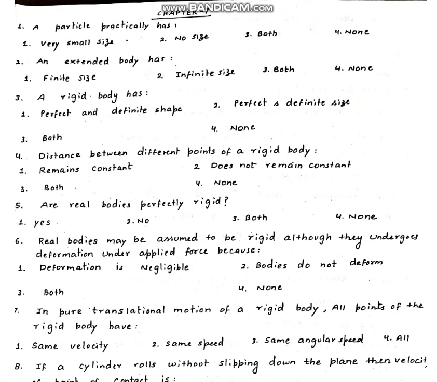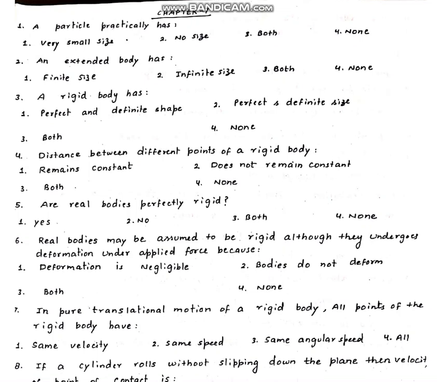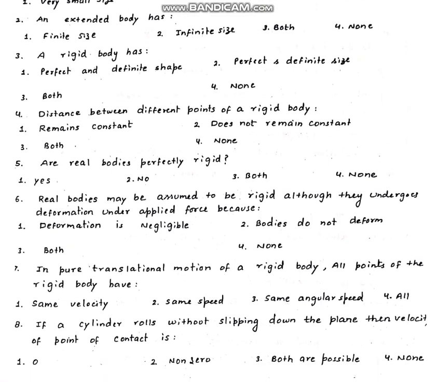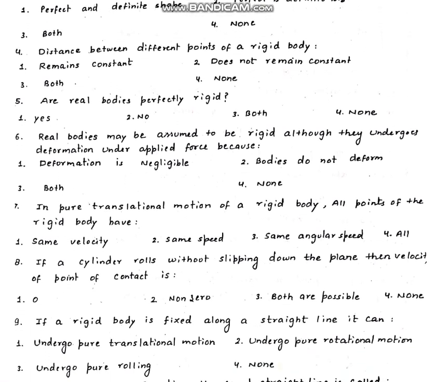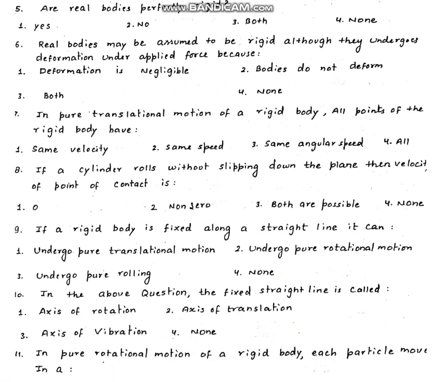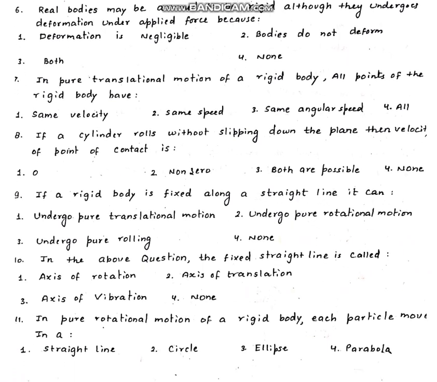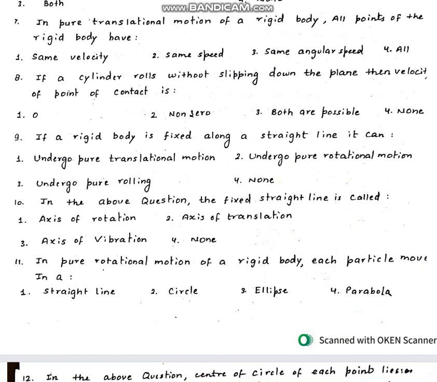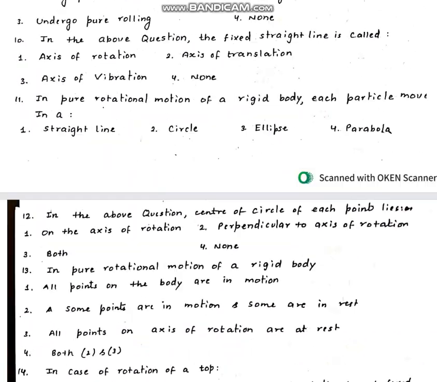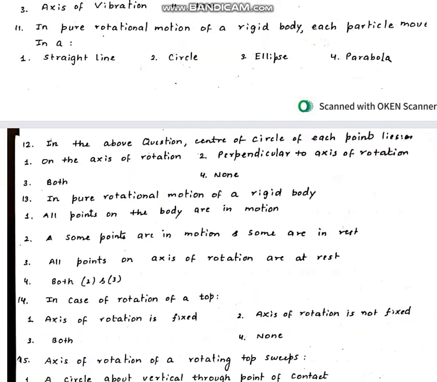So let's start with chapter number 7, which is rigid body itself. Let's start with the questions. Initially we have questions based on particle, extended body, rigid body. Then we have perfectly rigid bodies. Then we have questions on pure translational motion, rolling without slipping. Then we have movement of particles.